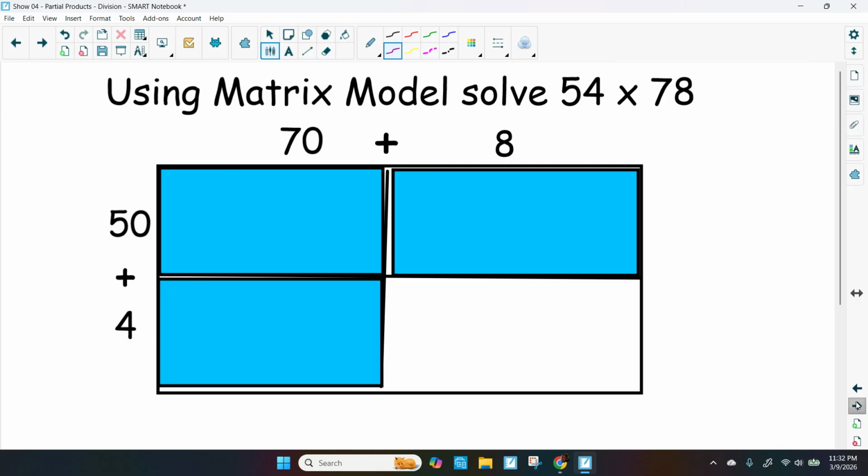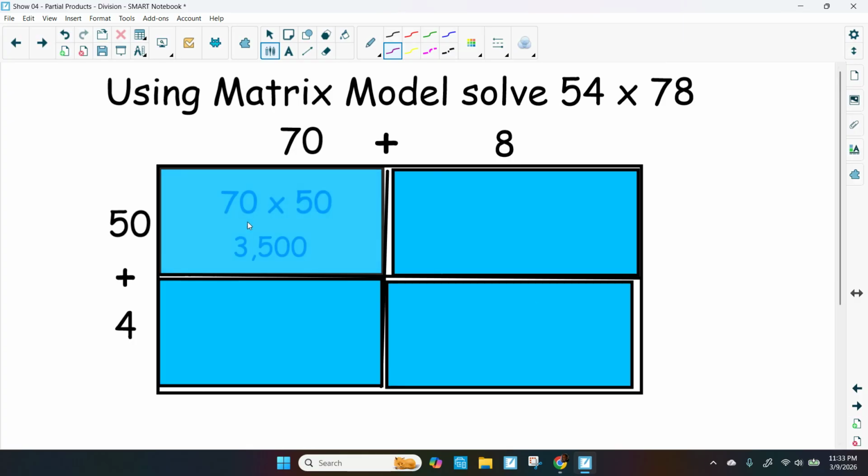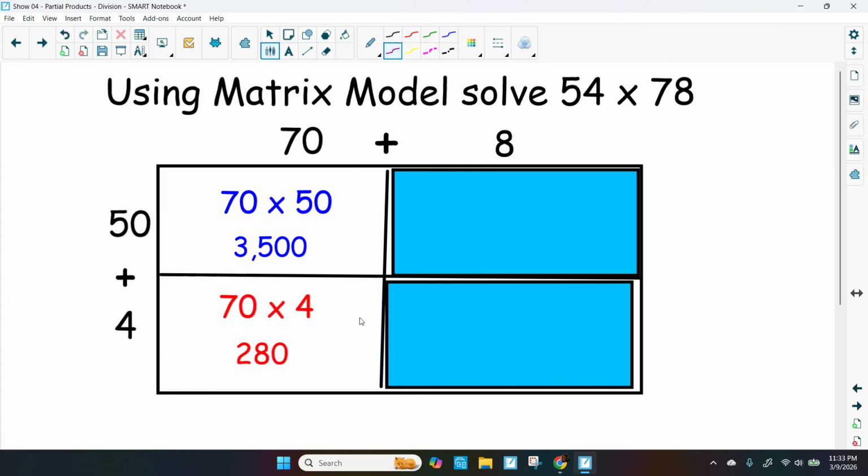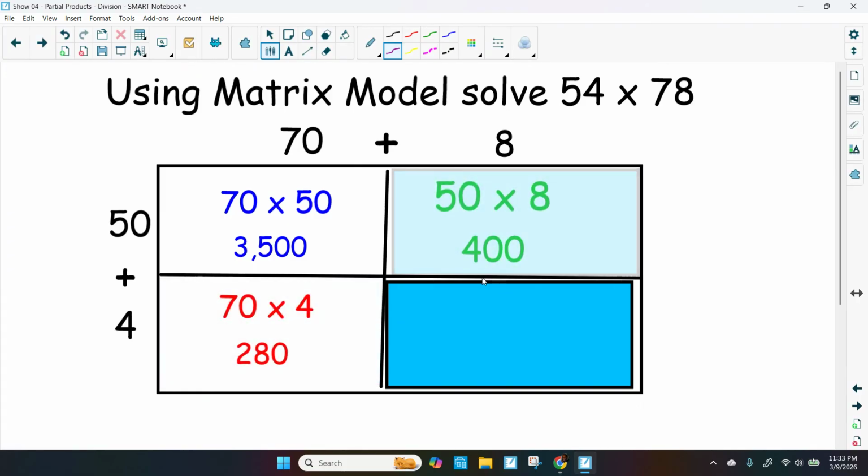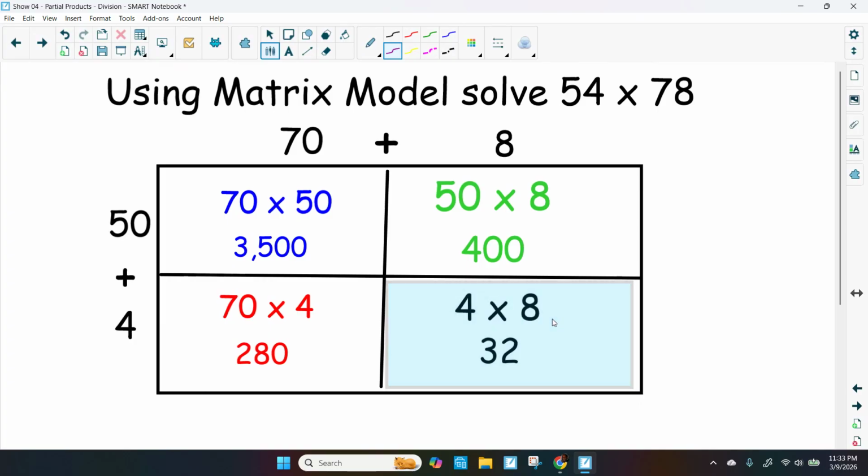So, 4 times 8 is 32. So now that we got all of the boxes filled up with their numbers, their products, we're going to add them up. So we're going to take 3,500, 280, 400, and 32. We're going to add all of those numbers up.